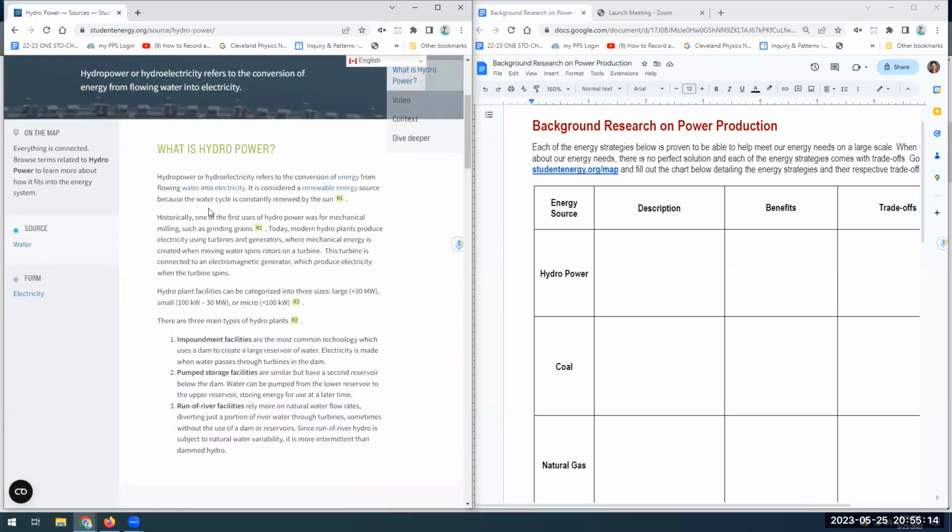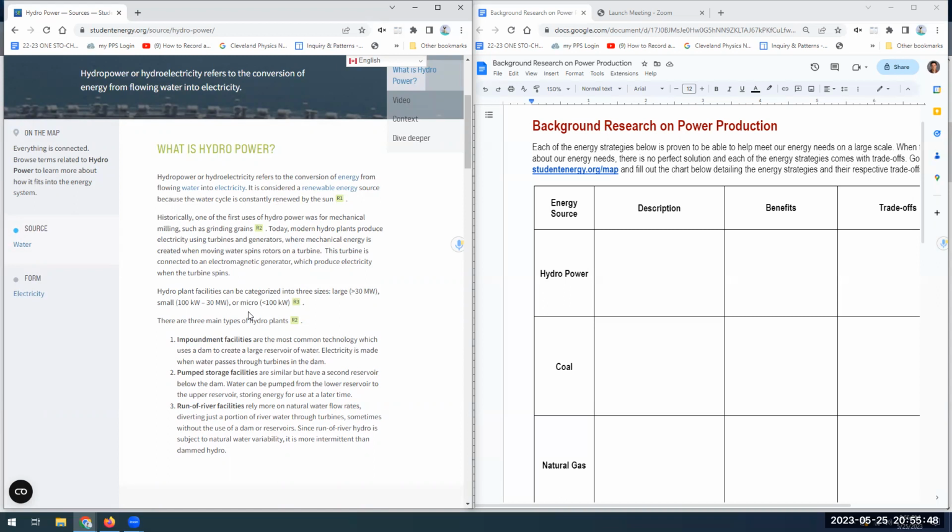I'm going to read the first two paragraphs very quickly. It says, hydropower, hydroelectricity refers to the conversion of energy from flowing water into electricity. It is considered a renewable energy source because the water cycle is constantly renewed by the sun. Historically, one of the first uses of hydropower was for mechanical milling, such as grinding grains. Today, modern hydropower plants produce electricity using turbines and generators, where mechanical energy is created when moving water spins rotors on a turbine. This turbine is connected to an electromagnetic generator, which produces electricity when the turbine spins.